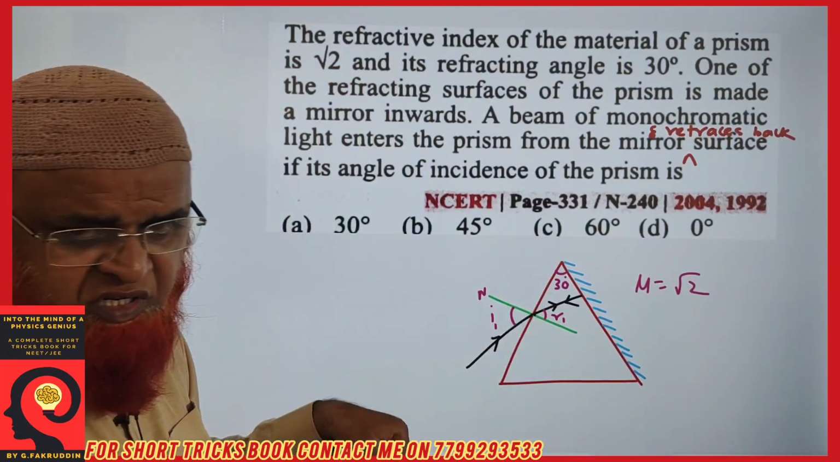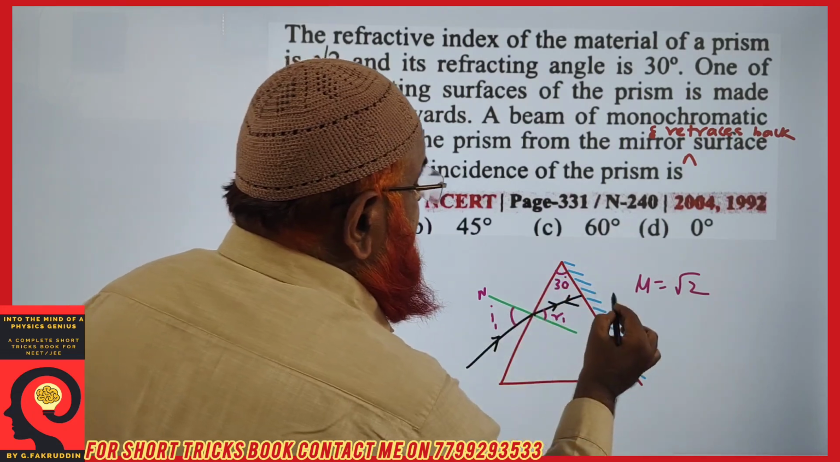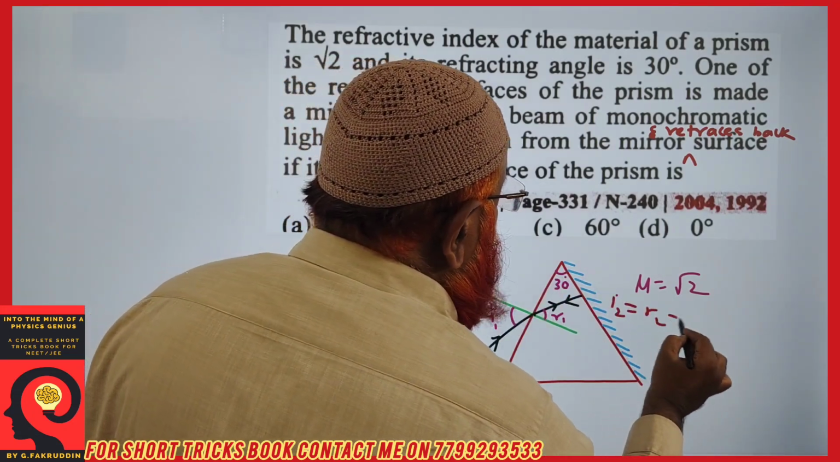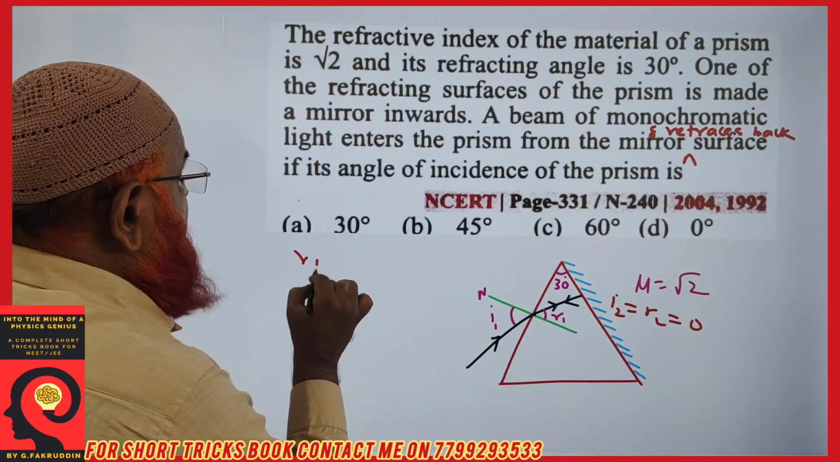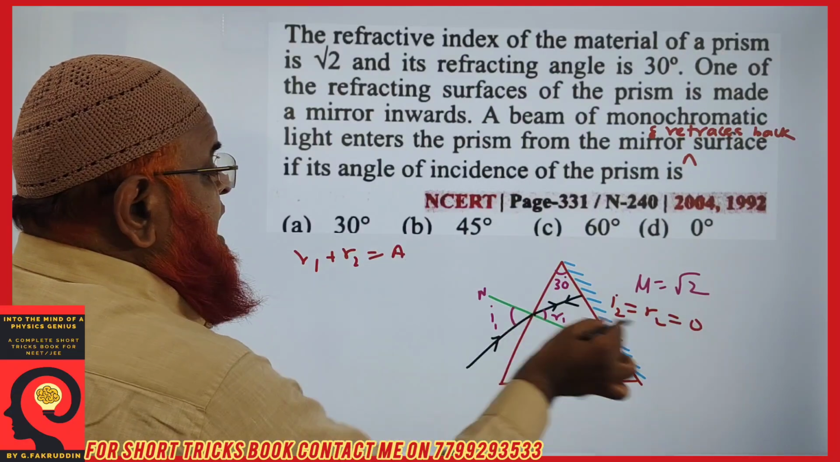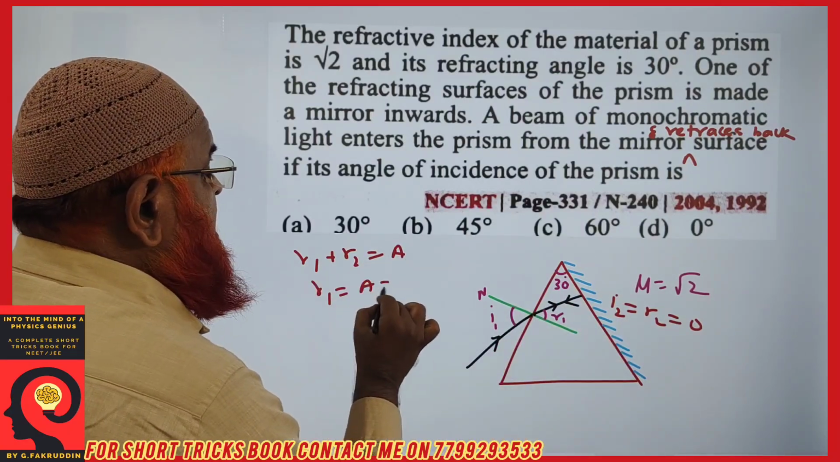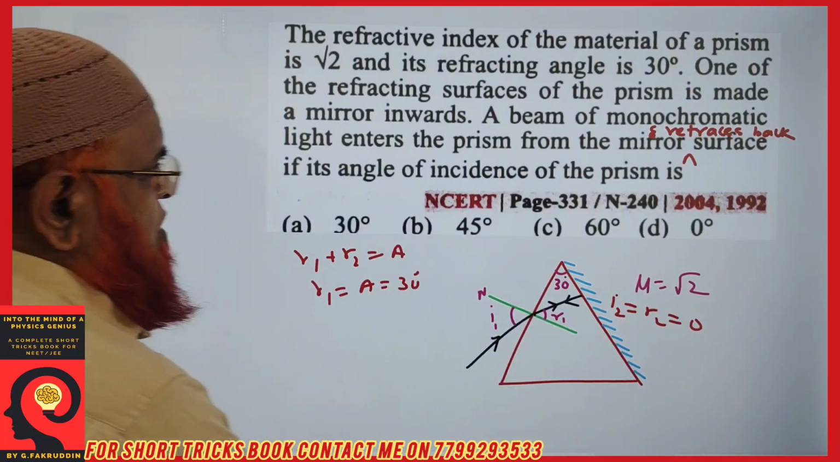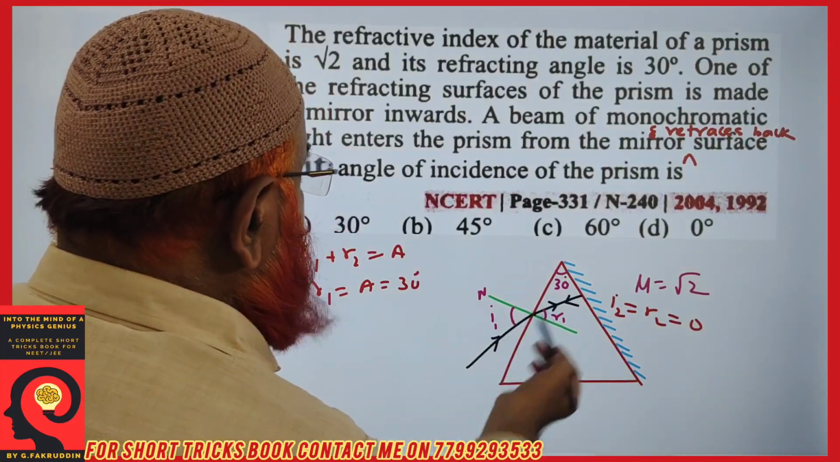Whichever way it went, it came back, so it is going to strike perpendicularly, which means I2 is equal to R2 is equal to 0. That means R1 plus R2 is equal to A. R2 is 0, so R1 is equal to A. A is 30 degrees, isn't it? What is it asking us to find now? The angle of incidence I1 is being asked, is it?